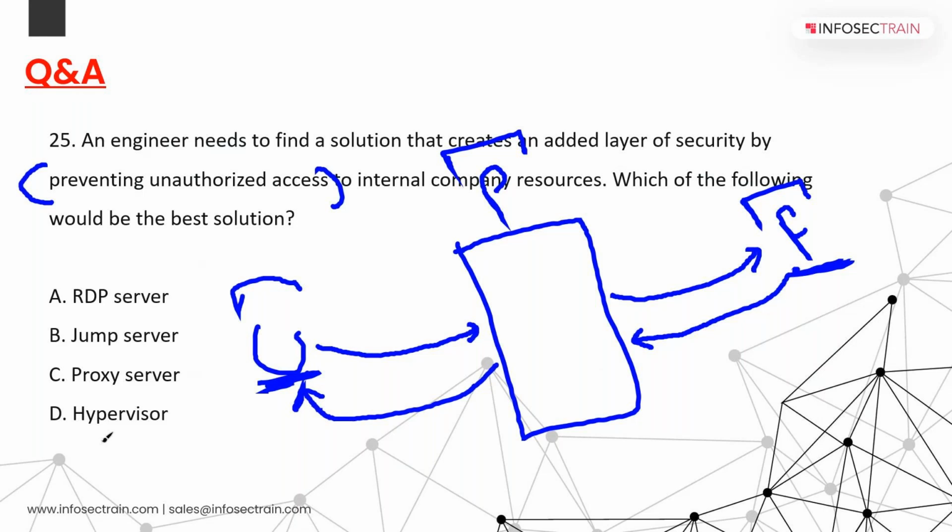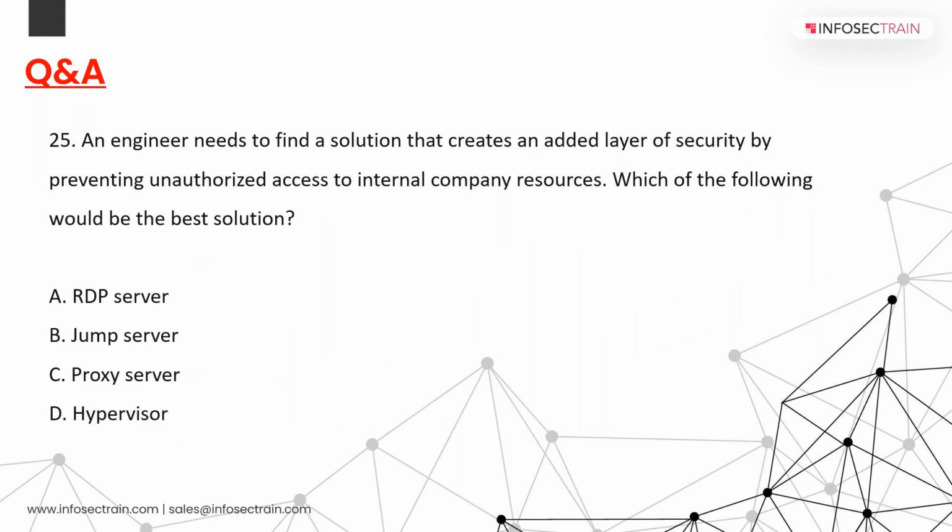Then we have the hypervisor. In short, a hypervisor is a piece of software through which you can use virtualization. So the correct answer for this situation is a jump server. Great.